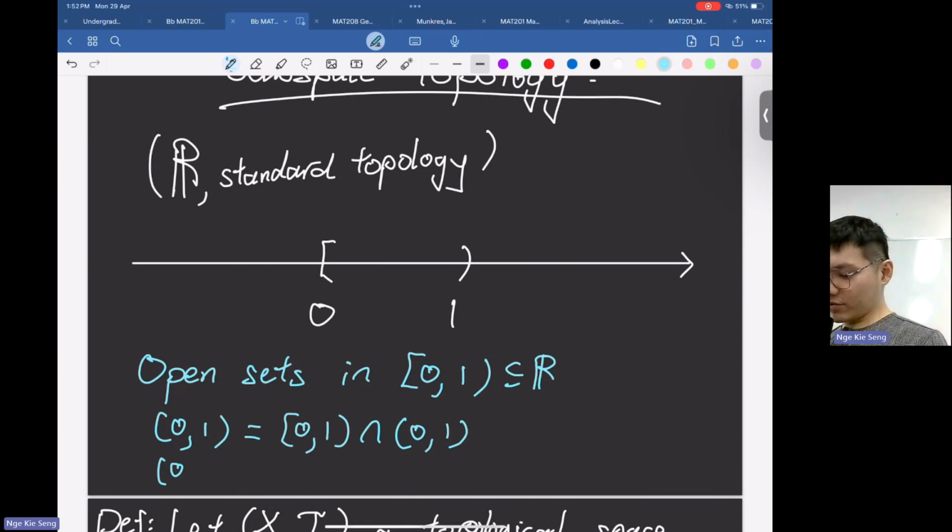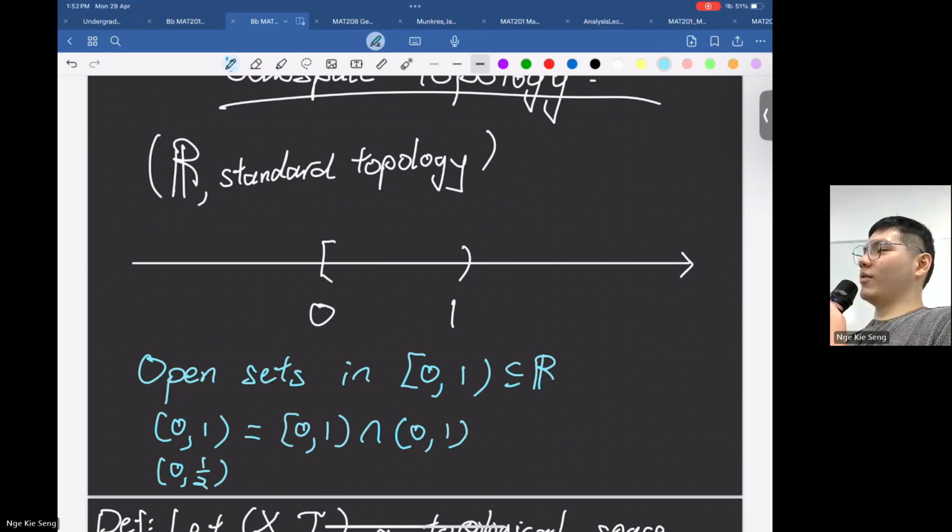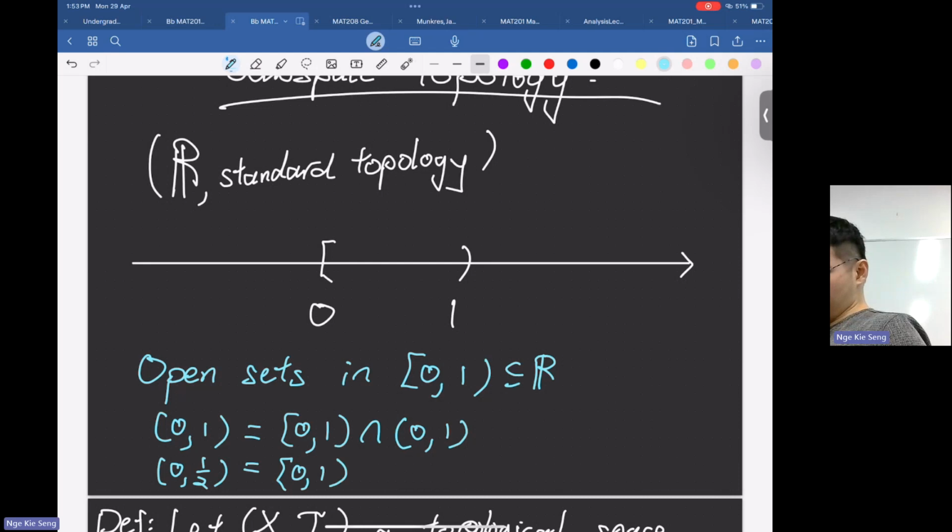Zero to 1/2, open or close? Open on both sides. Okay, so why is this open set in the closed half-open interval 0 to 1? Because you can write it as 0 to 1 intersect the open interval 0 to half. Okay.